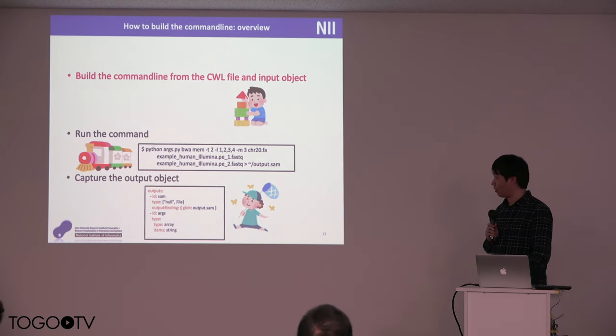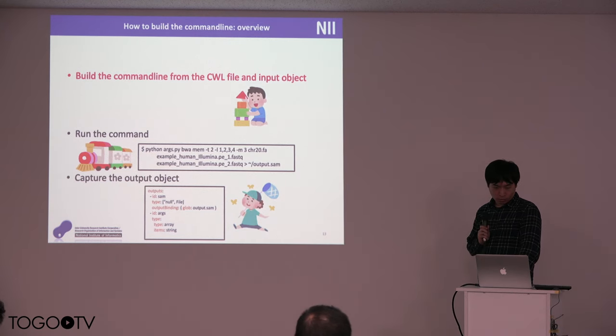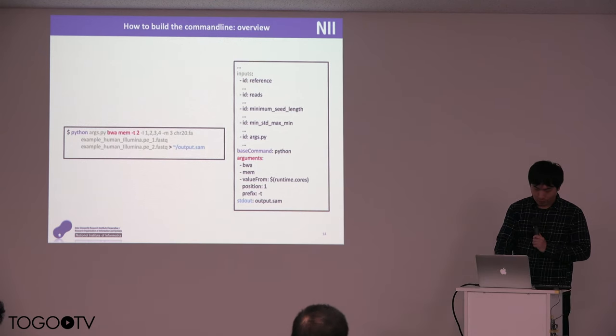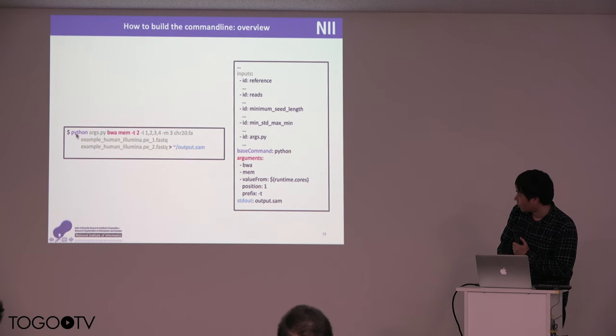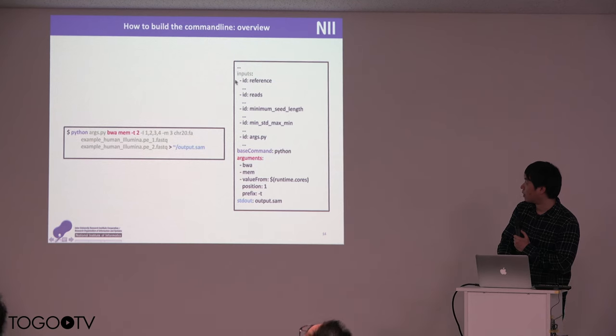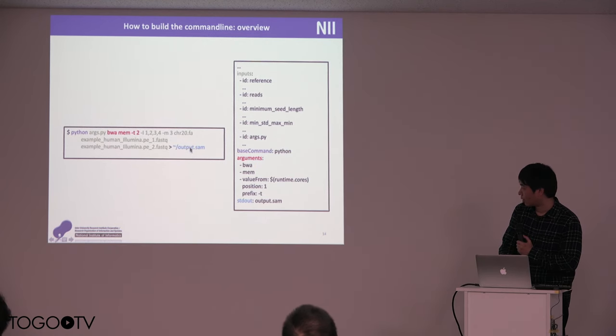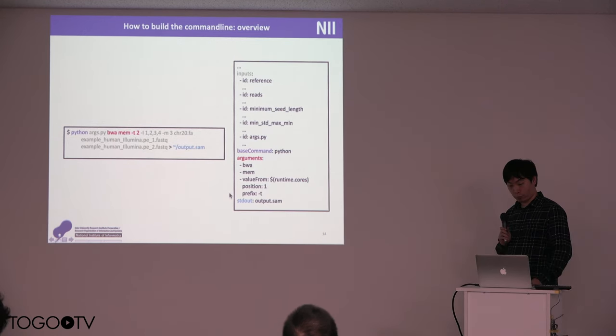So first, let's build the command line from the CWL files. First I show some results of building the command line. Here is the resulting command line to be executed in the workflow engine. And here is part of the CWL input file. This purple color corresponds to this part, and this green part is generated from the input schema and the input parameters, and this red one is generated from this argument, and finally this blue one is generated from the output field.